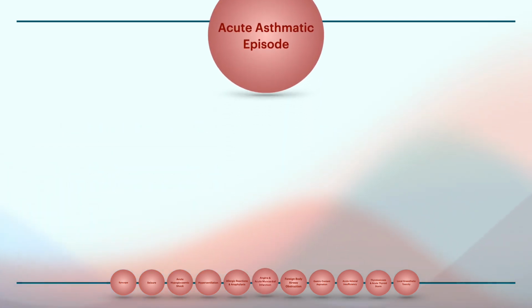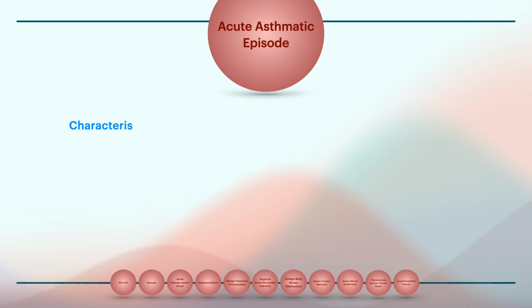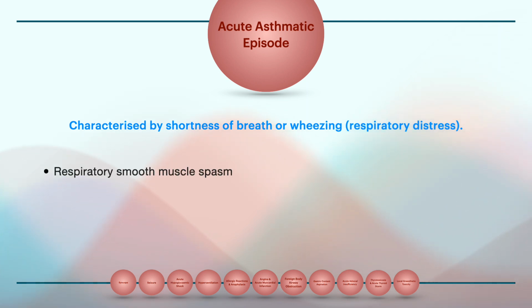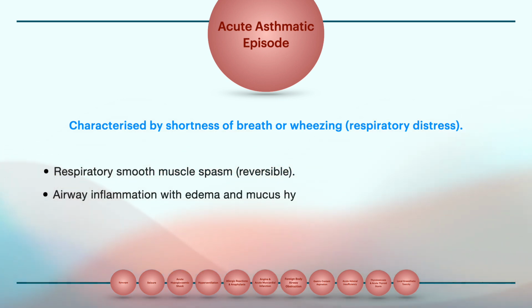Next, acute asthmatic episode is characterized by shortness of breath or wheezing. It occurs in patients with history of asthma and may present as reversible respiratory smooth muscle spasm or irreversible airway inflammation with edema and mucus hypersecretion.